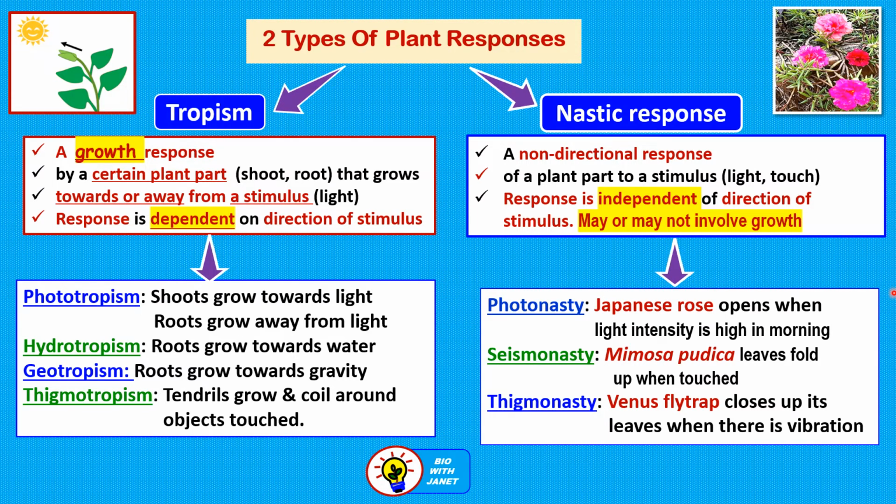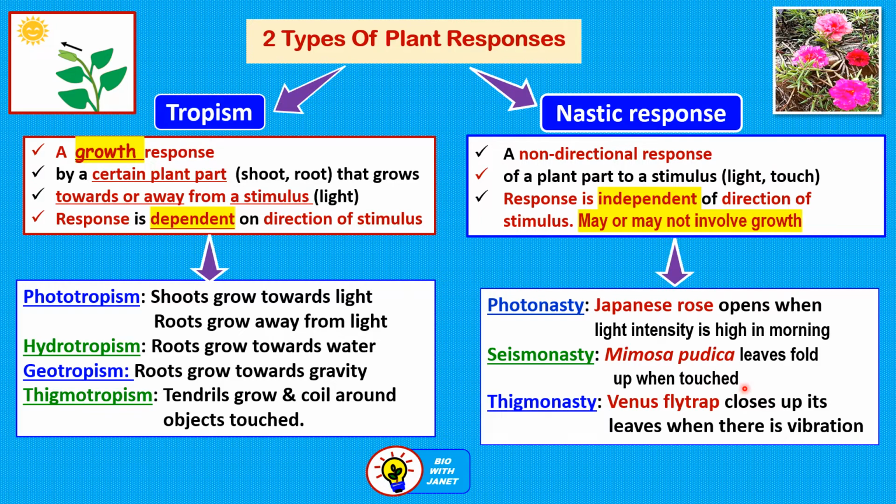So we have examples of nastic responses. In photonasty, light is the stimulus. So the Japanese rose opens when light intensity is high in the morning and closes when light intensity is lower in the evening. Okay? This plant is sometimes planted in schools also. So you just observe it. In the morning and evening, they have different responses.